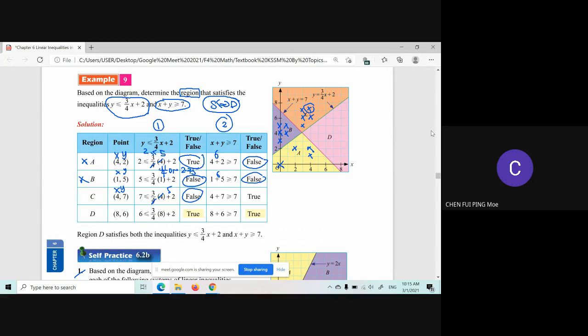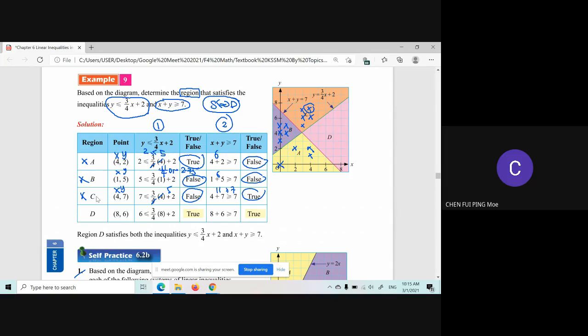And then 4 plus 7. So 11 greater than or equal to 7. This one is true. False, true, also not the answer, because only satisfies one of the inequalities, meaning that it is wrong.